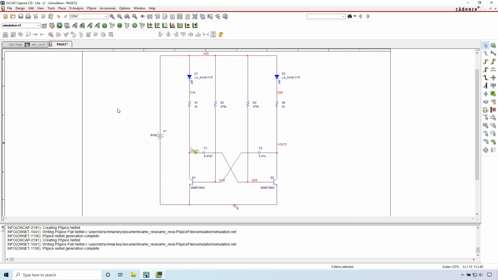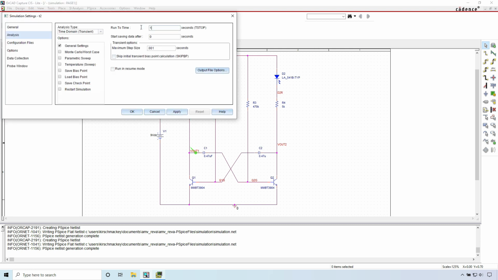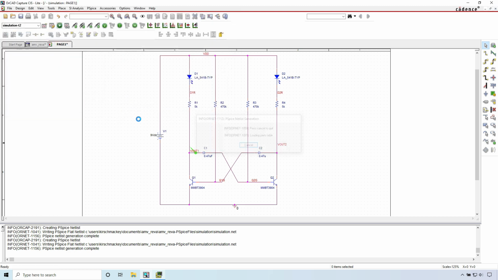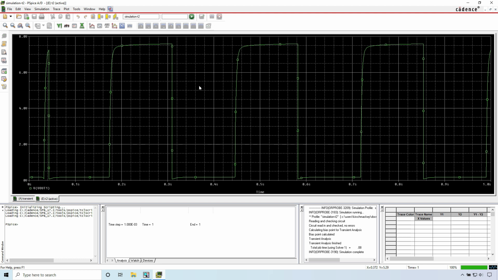So now when we rerun the simulation, let's edit the simulation profile first. Set it to 0.001, apply. That's what we get for our voltage output, as expected.